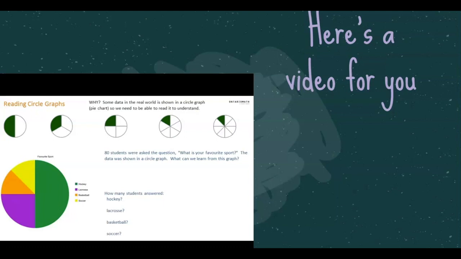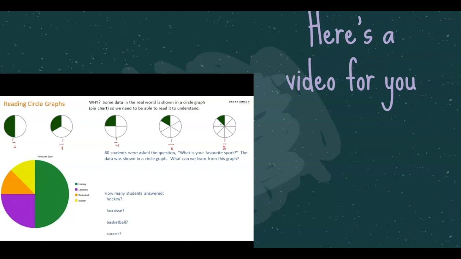So I'm going to start off just with looking at benchmark fractions, just so you have an idea of what they look like. So this circle is divided into two, right? And one is shaded in, so this is a half. You probably figured that one out. This is divided into three, and one's colored in, so it's a third. This is divided into four, and one's colored in, so it's 1/4. This is divided into 1, 2, 3, 4, 5, 6, and one's colored in, so it's 1/6. And this is divided into 8, and one's colored in, so 1/8.